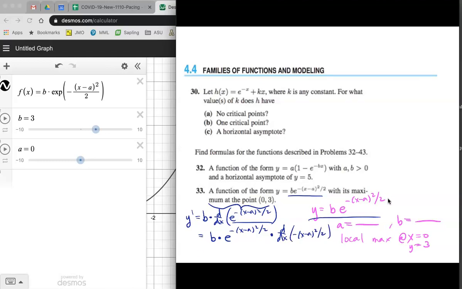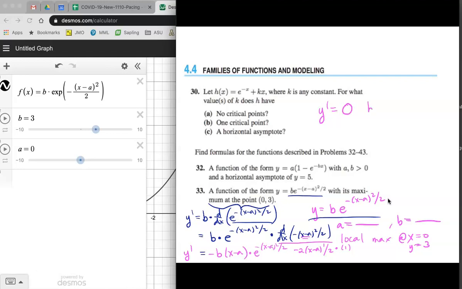Right? And so the derivative of this inside function is, let me see, negative 2 times (x minus a) to the first power, and then the derivative of the inside function x minus a is 1. So our derivative for this problem, the 2's cancel, is negative b times (x minus a) multiplied by e to the negative (x minus a) squared over 2. Okay. And so what we're doing is we're looking for when that derivative is equal to 0.